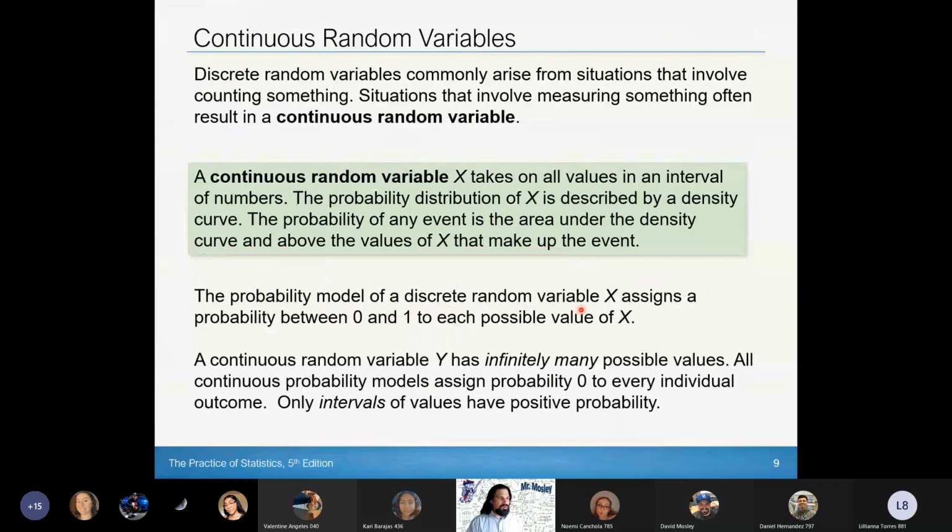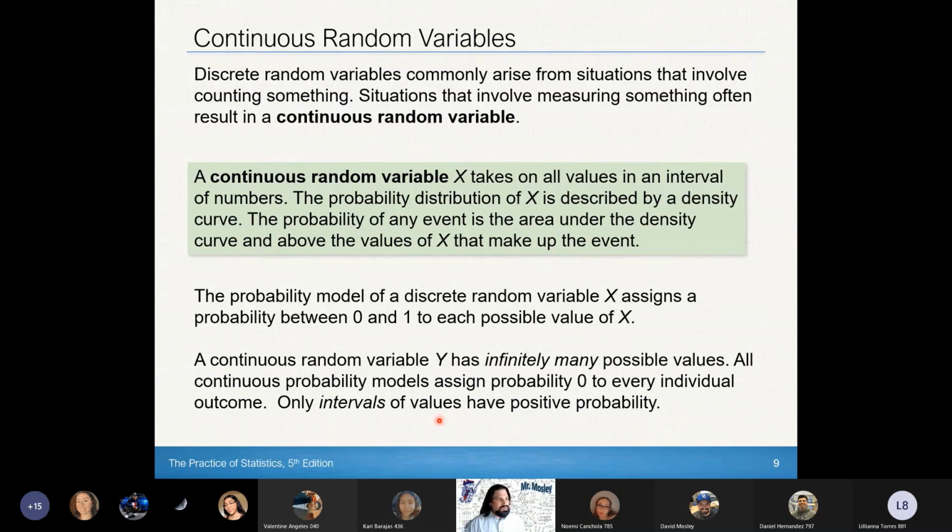Right? The probability model of a discrete random variable x assigns a probability between 0 and 1 to each possible value of x. Okay, that's discrete. I have a specific probability for each possible outcome. A continuous random variable y has infinitely many possible values. All continuous probability models assign probability 0 to every individual outcome. Only intervals of values have positive probability. So again, it's called continuous because there's an infinite number of possible values. Right? Even between 0 and 1, there's an infinite amount of values in that interval. No matter what number you give me, I can give you a number smaller than that within that interval.